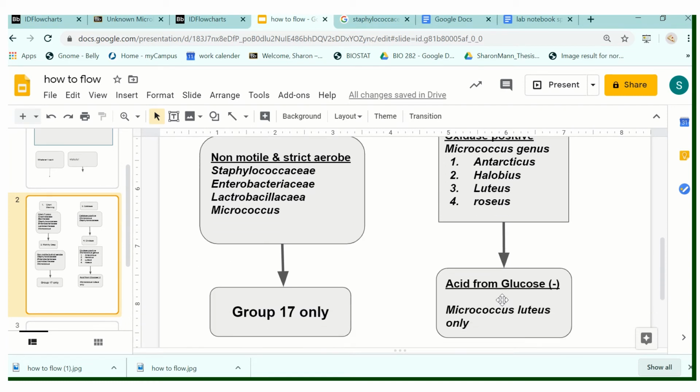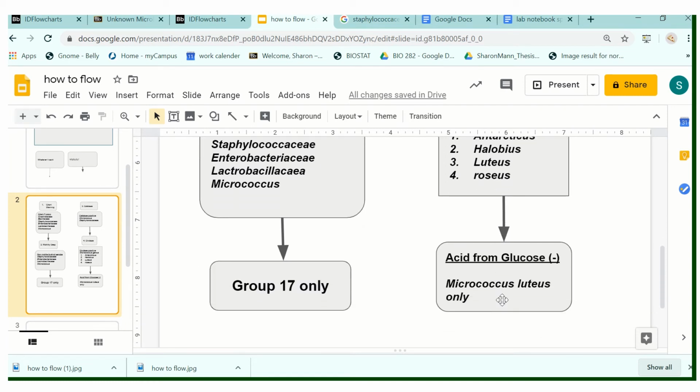So this is when I went to the individual sheet on the Bergey's manual, just looking at the Micrococcus genus, and I found that the only Micrococcus listed as a possibility among my unknowns in the Bergey's manual was Micrococcus luteus. That was the only one that did not produce acid during glucose fermentation, so I was able to rule out all the other ones.